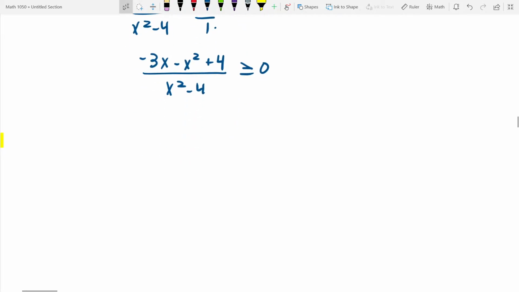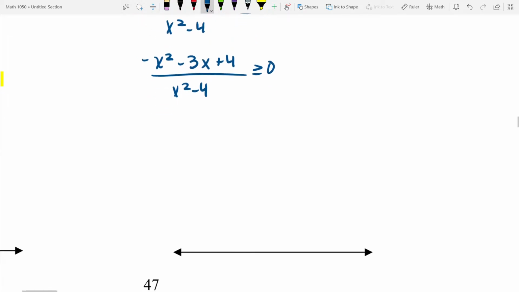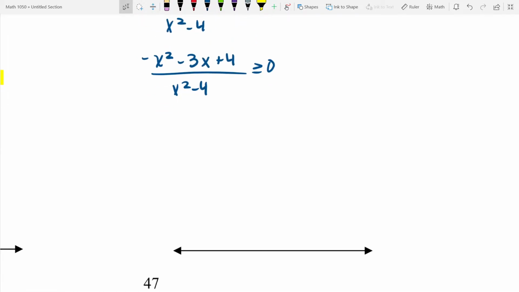Now I'm going to reorder the top. So it's a -x to the second minus 3x plus 4 over x to the second minus 4 is greater than or equal to 0. And you look at that and you kind of cringe a little bit. What's making you cringe? The negative. Well, let's just get rid of it. If we hate it, how do we get rid of it? Just take it out. Yeah, just factor it out.